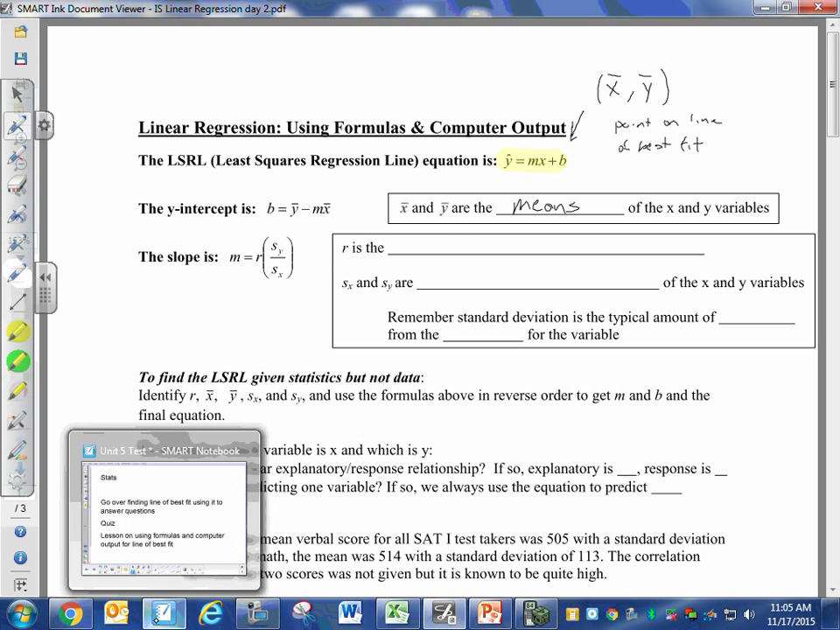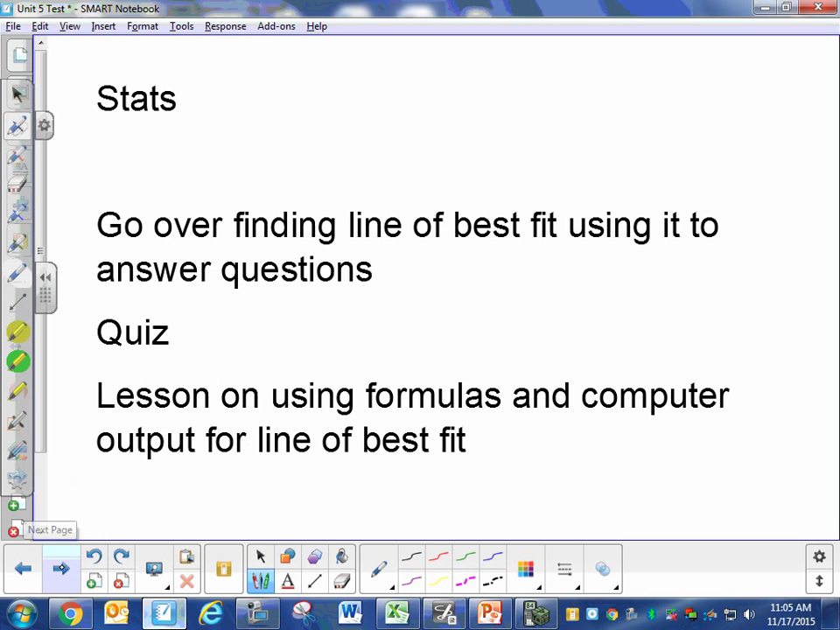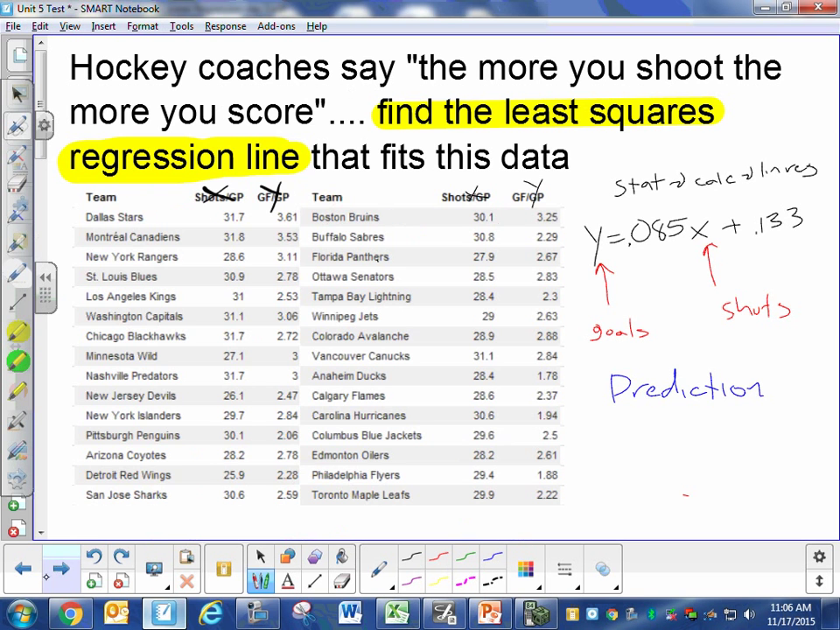So we went back to our example that we did at the beginning of class with shots per game and goals per game. The mean for the shots per game and the mean for the goals per game, if you put them in a point, that point would work in this equation. So that's good to know.